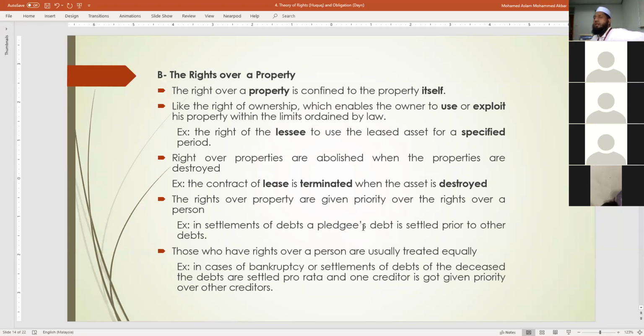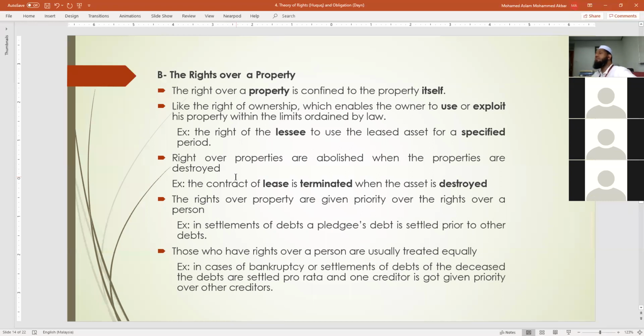So rights over property are abolished when the properties are destroyed, and the contract of lease is terminated when the asset is destroyed. The rights over property are given priority over the rights over person. Example, in settlements of debt, pledges, debt is settled prior to other debts. Those who have rights over a person are usually treated equally. Example, in cases of bankruptcy or settlements of debts of the deceased, the debts are settled pro rata, and no one creditor is given priority over other creditors.